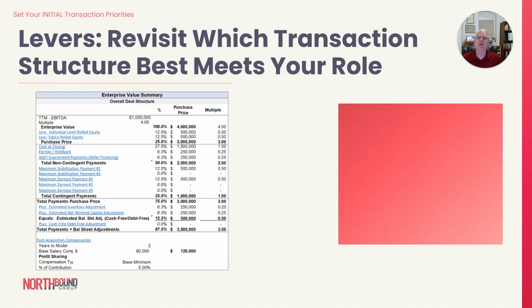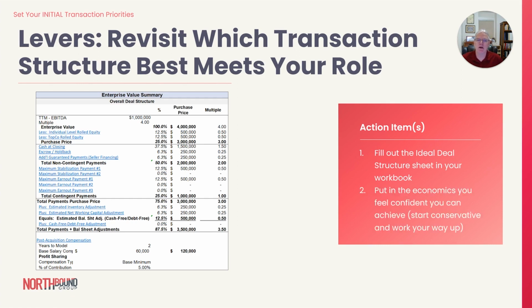The next thing you want to do is now come to your economics and design an example or ideal transaction for this particular business. First, fill out this ideal transaction worksheet that we have in the workbook. As you can see, it breaks all of this down and shows you the purchase price, it shows you the multiple, and it shows you the percentage of your compensation in each area.